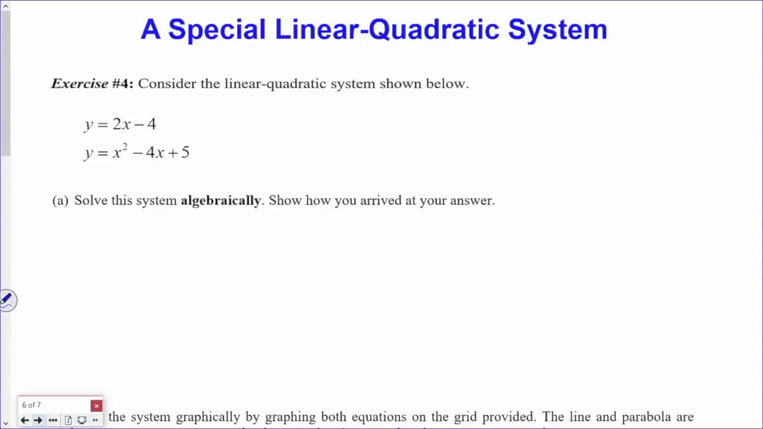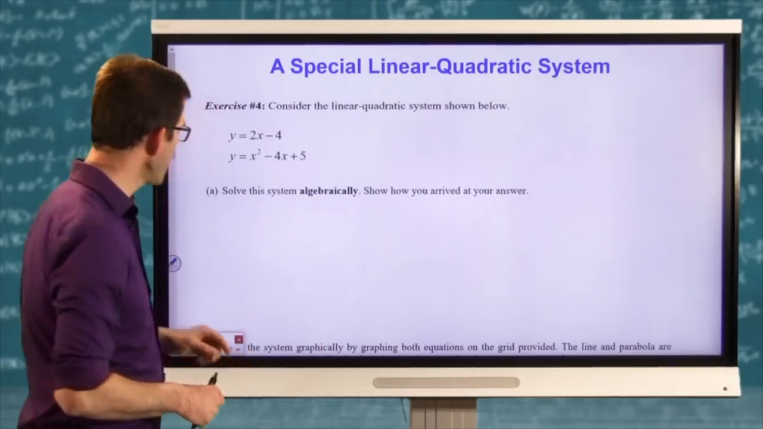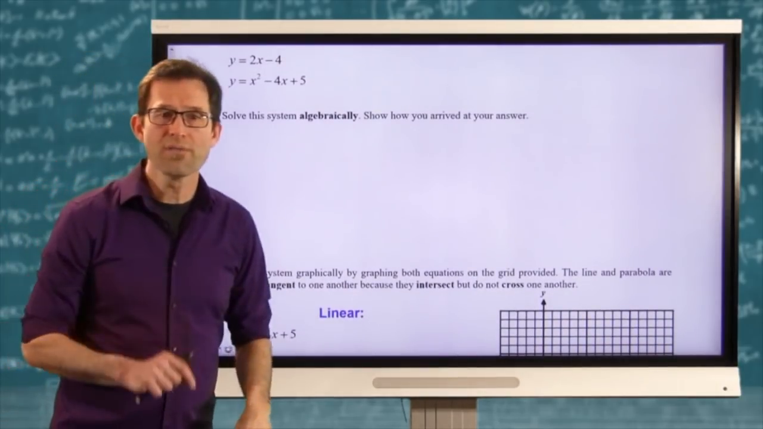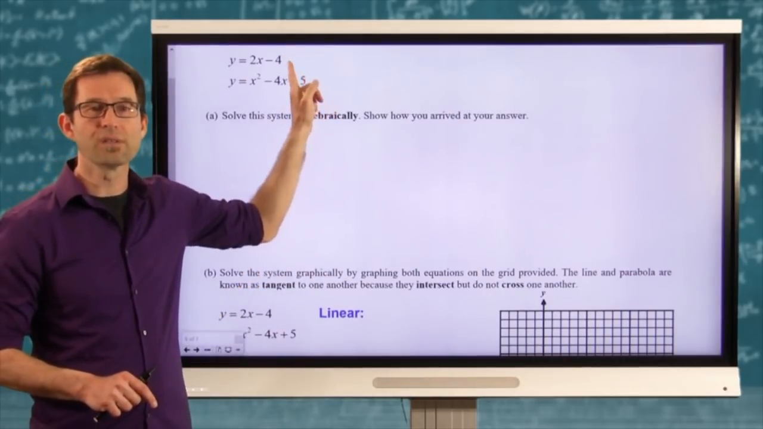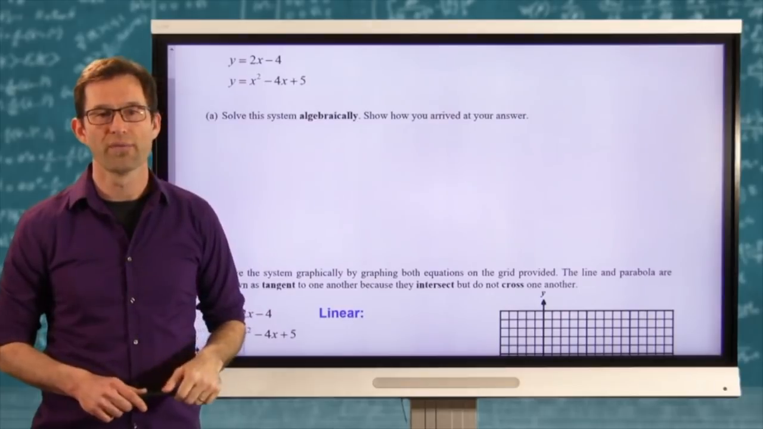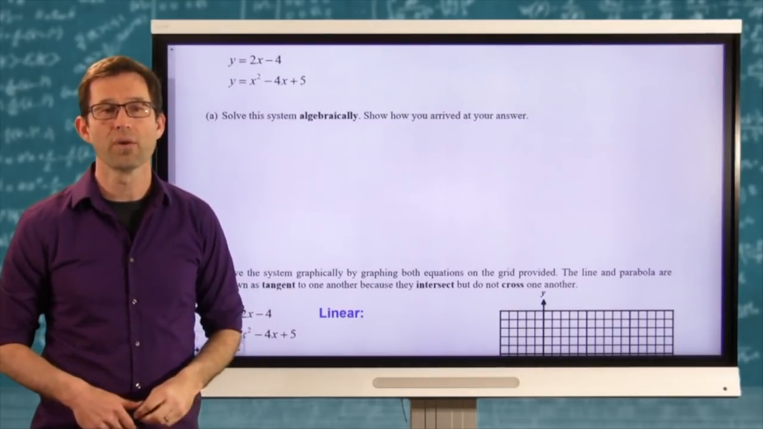Consider the linear quadratic system shown below, y equals 2x minus 4, and y equals x squared minus 4x plus 5. Letter A asks us to solve the system algebraically and show how we arrived at our answers. So let's do it. I'm going to just scroll this up a little bit. Pause the video now and attempt to solve this linear quadratic system algebraically. Show how you arrived at your answer. Go for it. Pause the video and take a little bit of time.